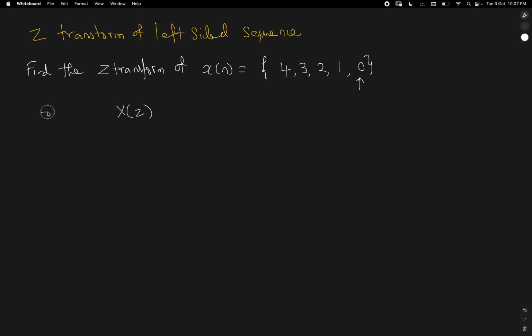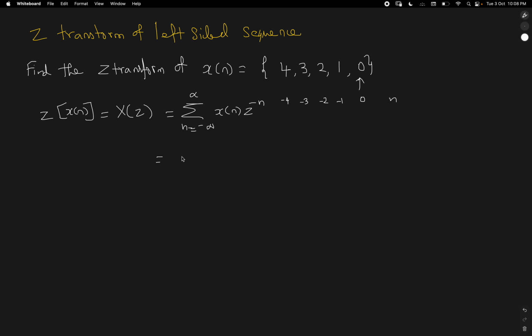And we will first write the formula for X of z. X of z is nothing but z transform of x of n, which is equal to summation n is equal to minus infinity to plus infinity x of n z power minus n. So here we need to replace the range of n. For this problem, this point is nothing but n is equal to 0, here n is equal to minus 1, n is equal to minus 2, n is equal to minus 3, and n is equal to minus 4. These are the values of n.